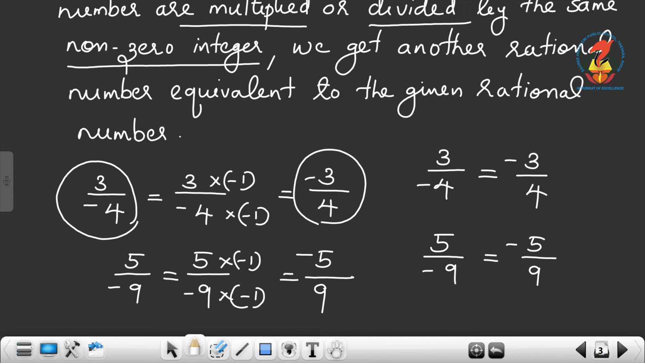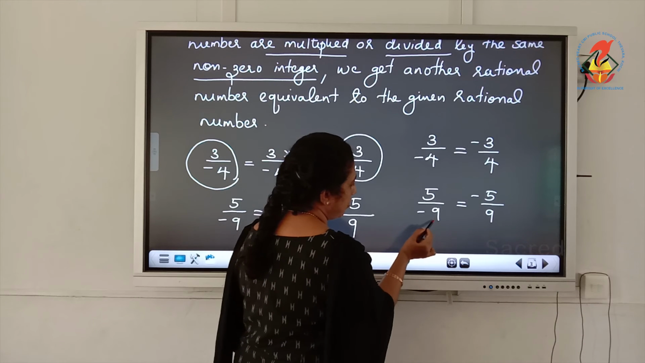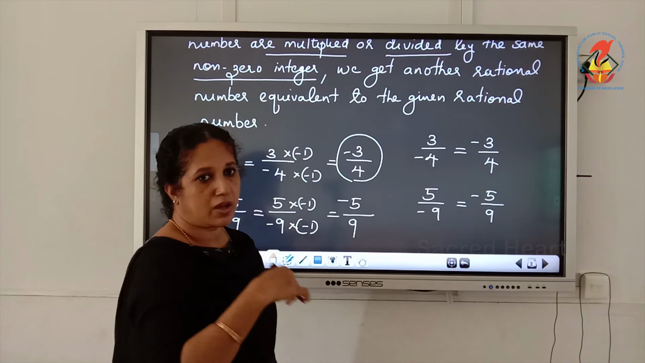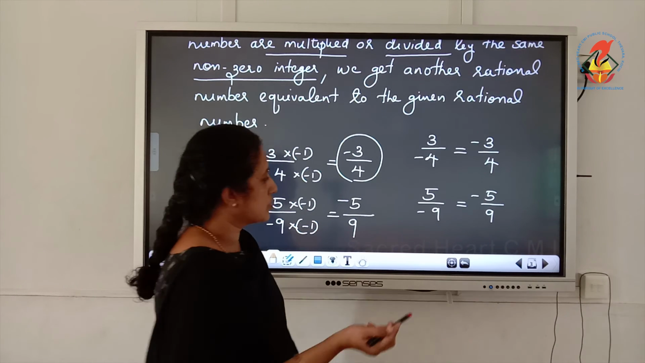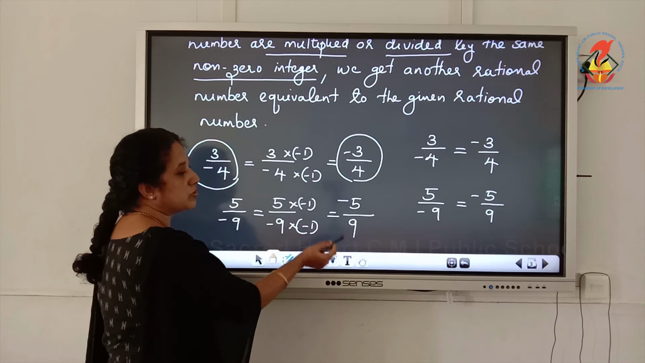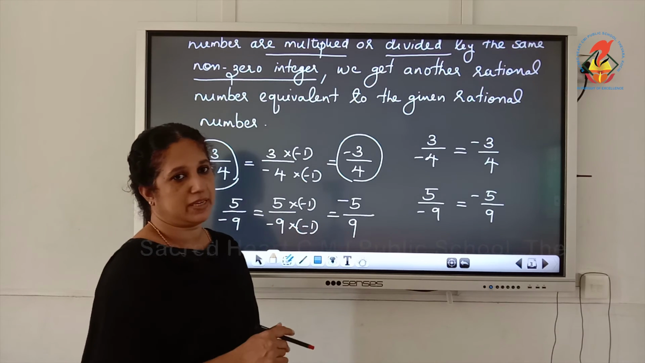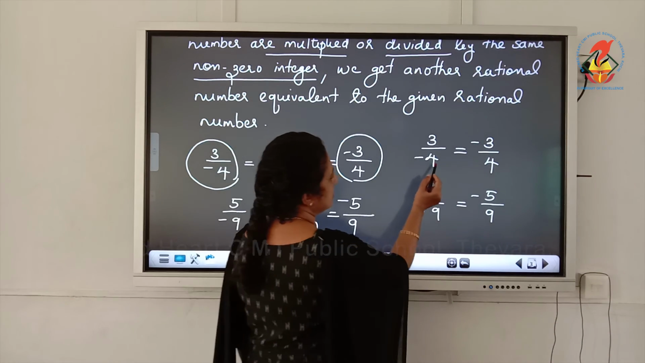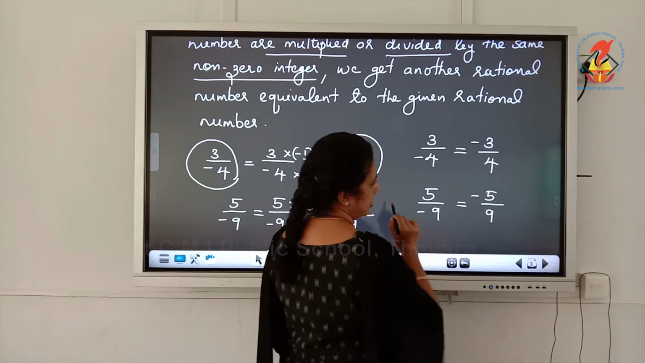So when we do calculations like addition, subtraction, etc., we have to make the denominator positive all the time. So how can we make it positive? You have to multiply both numerator and denominator by negative 1. So you will get a rational number equivalent to the given rational number. So we can say that 3 by negative 4 is the same as negative 3 by 4.